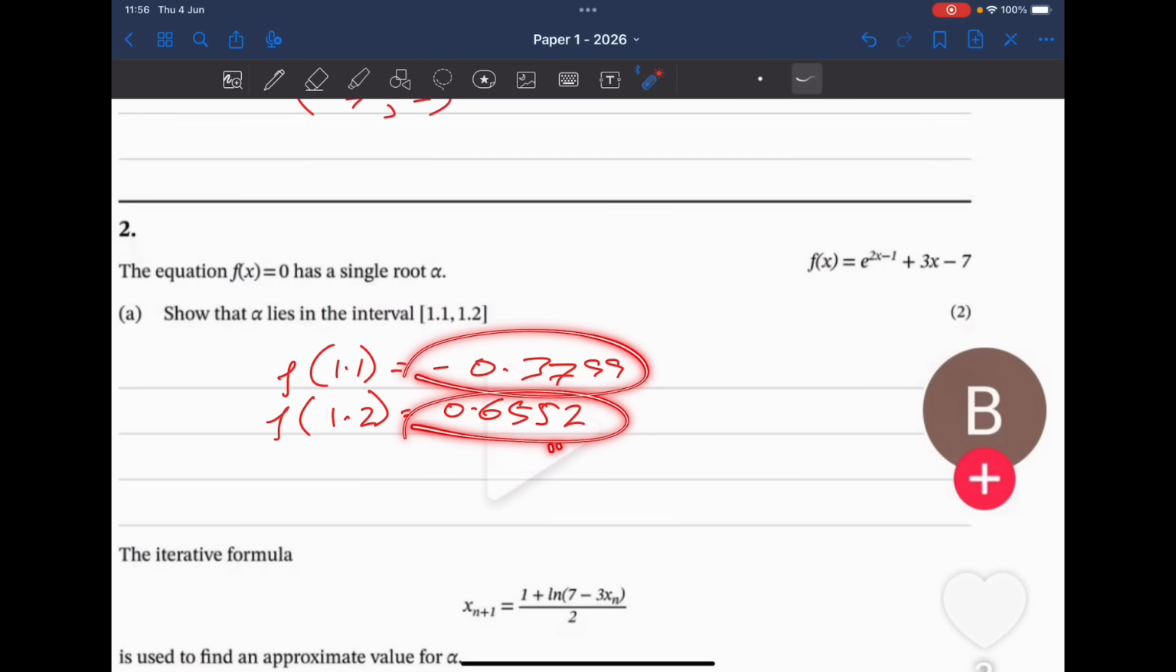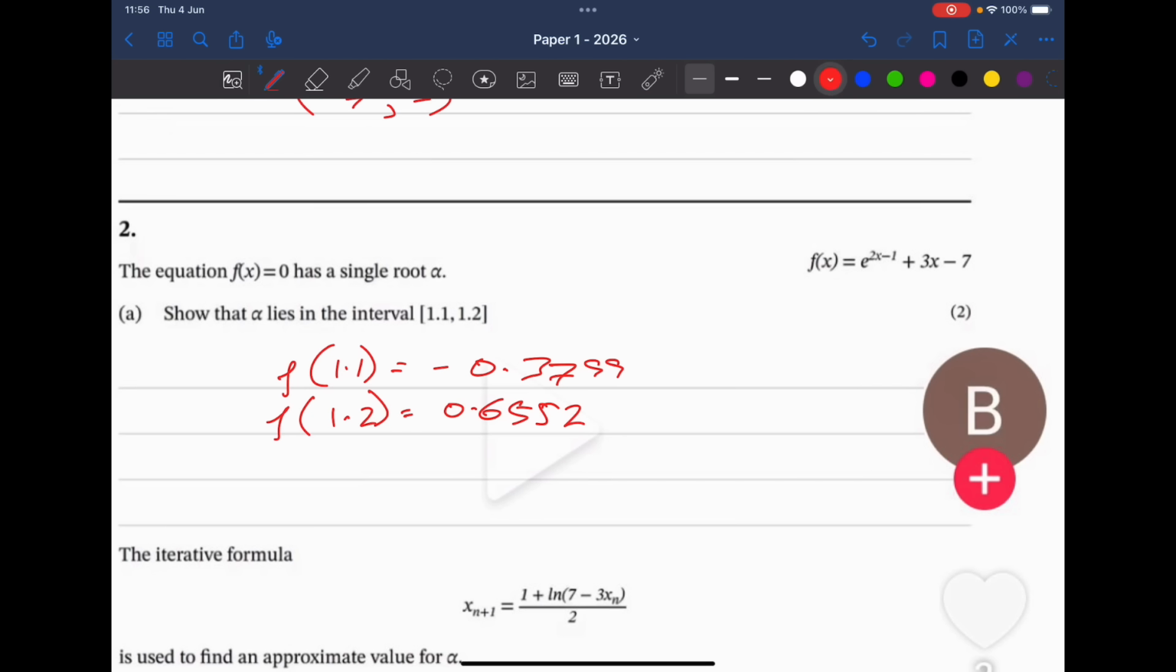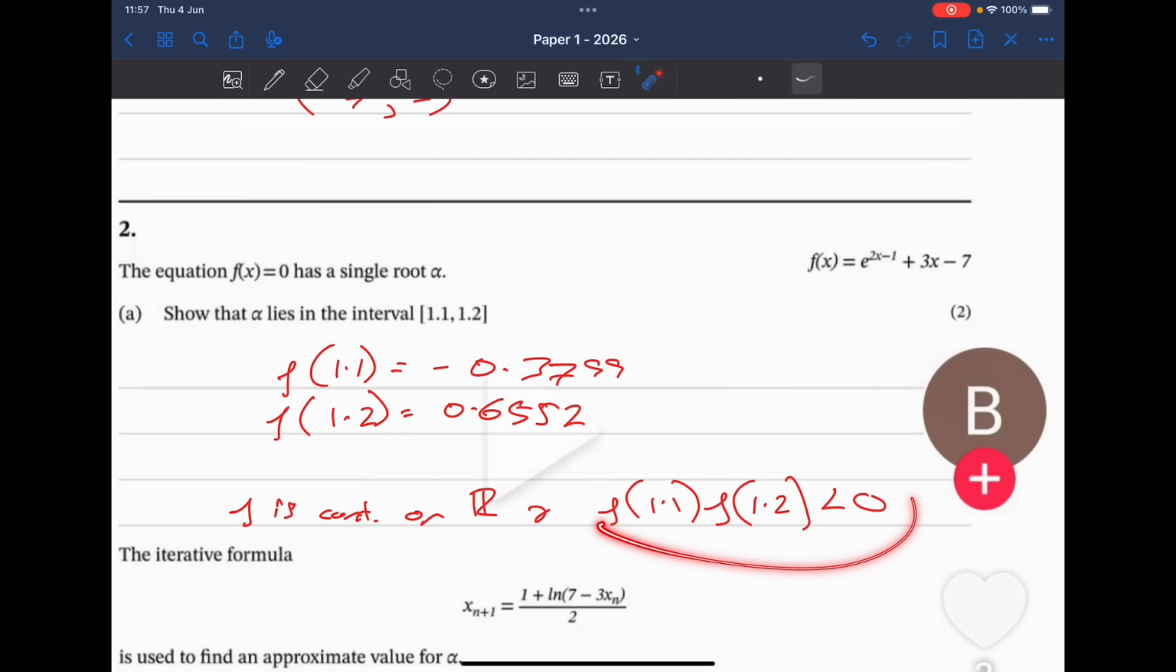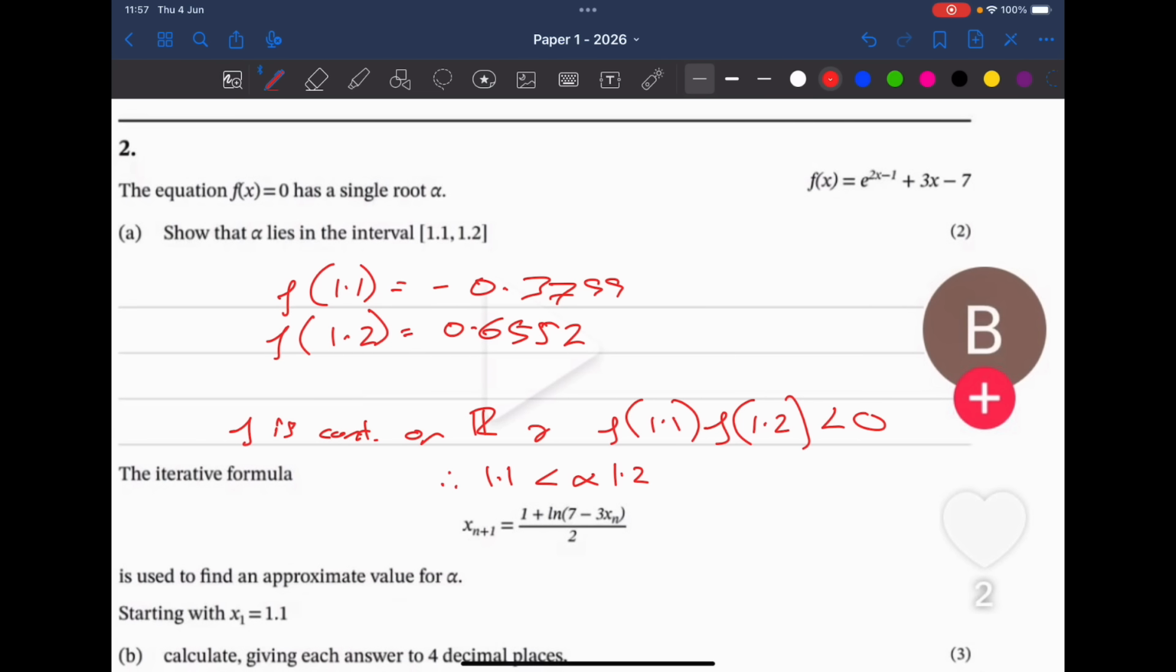How did it change between those two values? It must have either crossed 0 or it's had an asymptote, like gone to infinity and then come back round again. So what we have, f is continuous on the real numbers, and we have that the product of f at 1.1 and f at 1.2 is negative. This is just a way of saying one's positive, one's negative. If you times them together and you get a negative, one must be positive, one must be negative. Could be the other way around, but one must be one of each. So those together, what we have is that alpha is in between 1.1 and 1.2. Looks good for me.